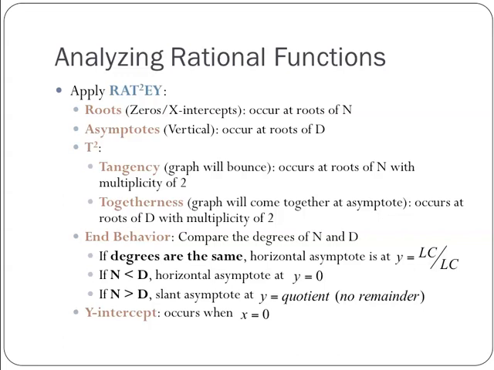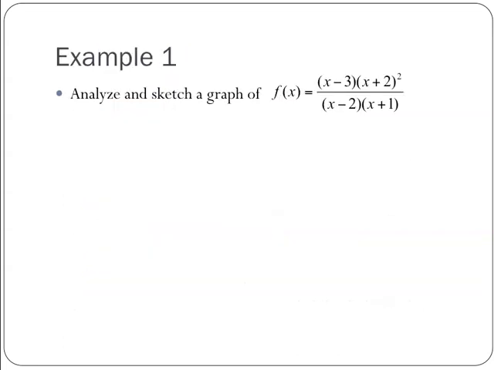Okay, let's do 2 examples together. We're going to start by doing the analysis first, and then once we have finished the analysis, we'll go ahead and put all that information onto the graph and help us graph the rational function with all that information. So here's the first one. x minus 3 times x plus 2 squared, all over x minus 2 and x plus 1.